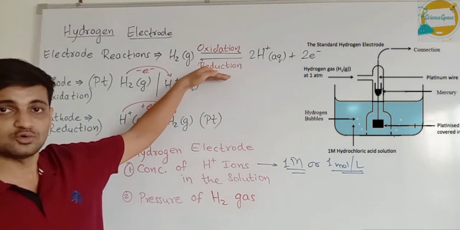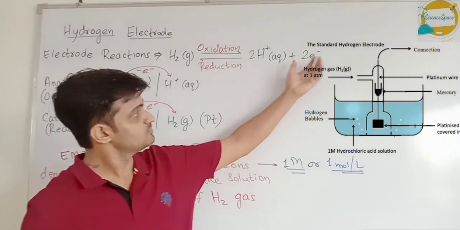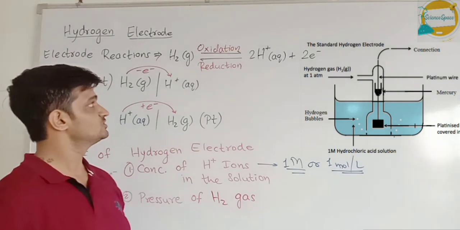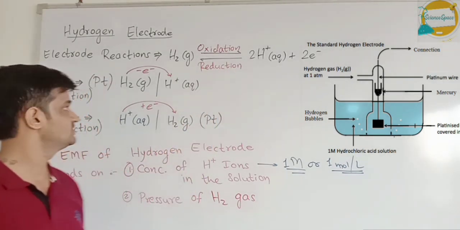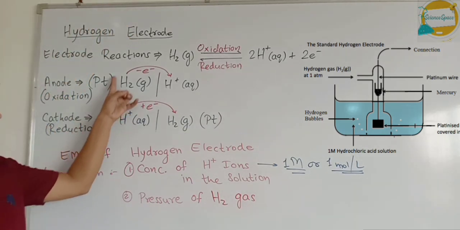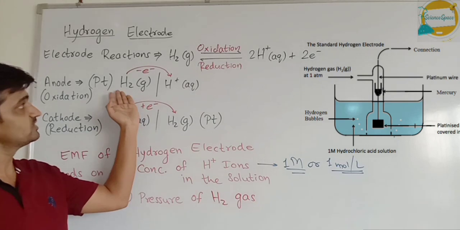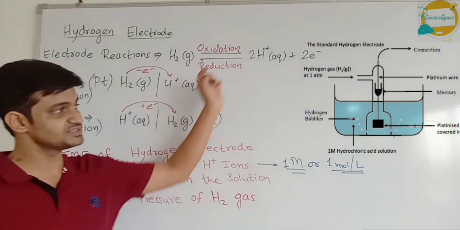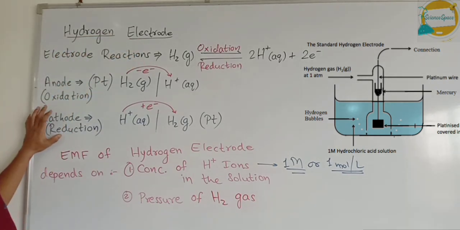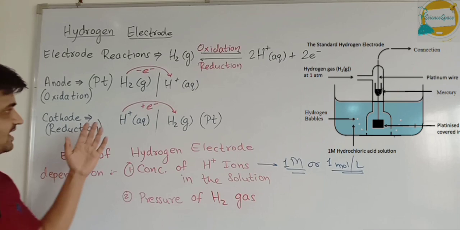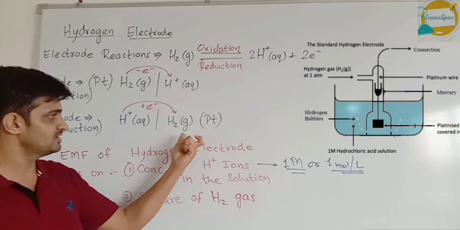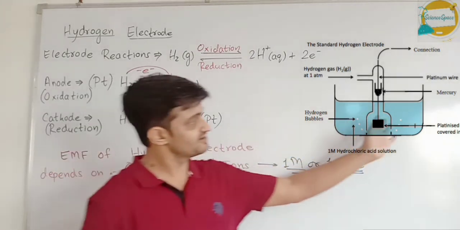If a reduction reaction happens here, then these H positive ions will accept these electrons to form H2 gas, that is hydrogen gas. So that process will be called the reduction process. If this hydrogen electrode is made the anode, then these hydrogen gas molecules will release electrons to form H positive ions into the solution. And if this hydrogen electrode is made the cathode, then the reduction process will occur and these hydrogen ions from the solution will gain electrons to form hydrogen gas which will be released out of this tube.